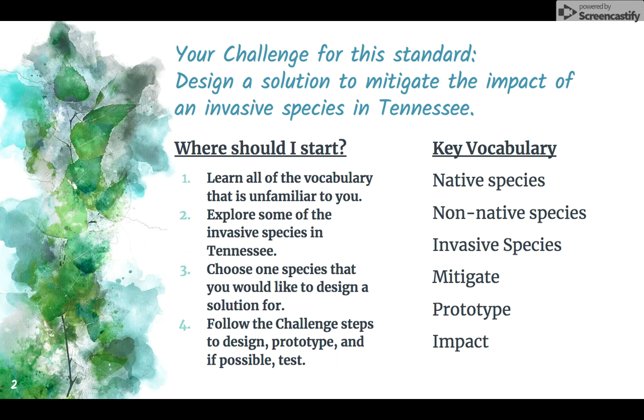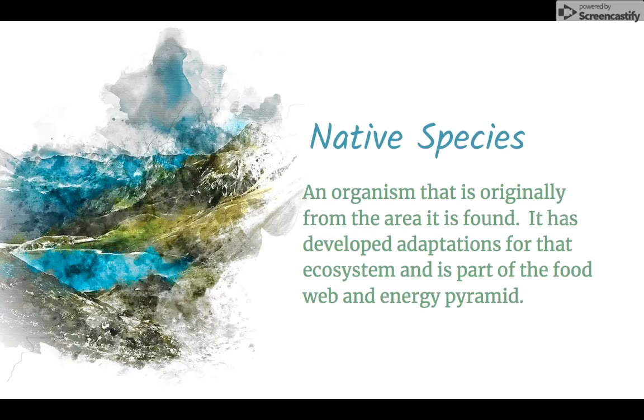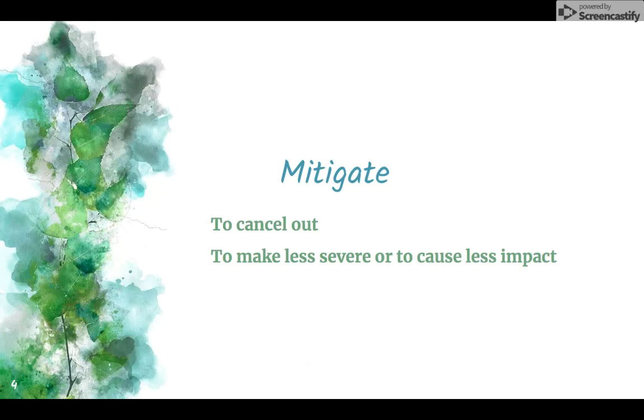The key vocabulary for this standard is native species, non-native species, invasive species, mitigate, prototype, and impact. So a native species is an organism that is originally from an area that it is found. It's developed adaptations for that ecosystem, and is part of the food web and energy pyramid of that ecosystem. To mitigate means to cancel out, to make less severe, or to cause less of an impact.